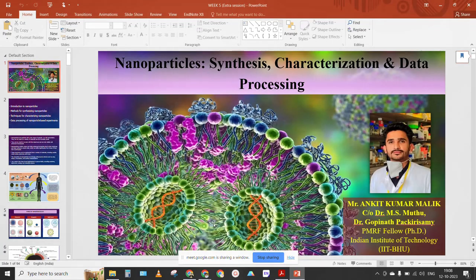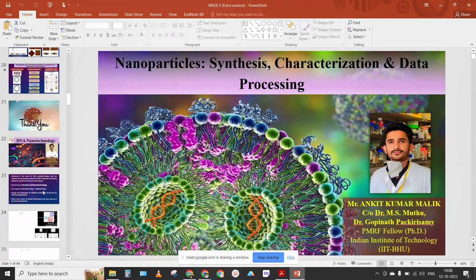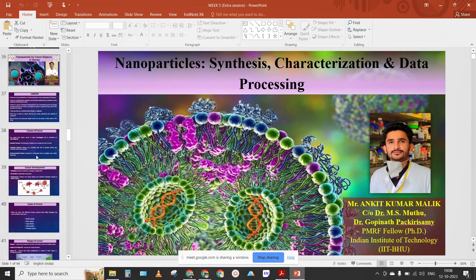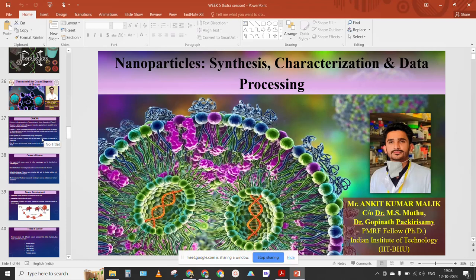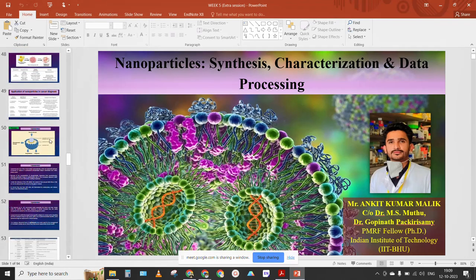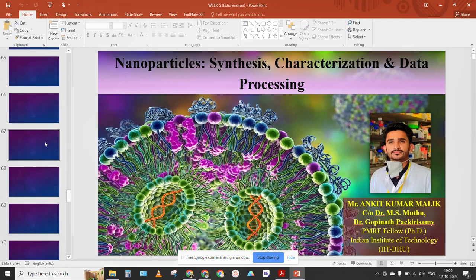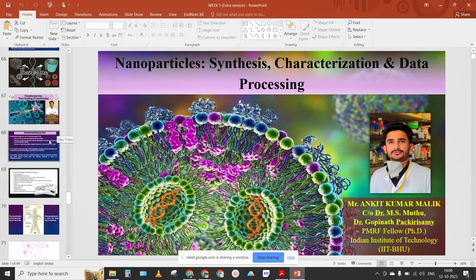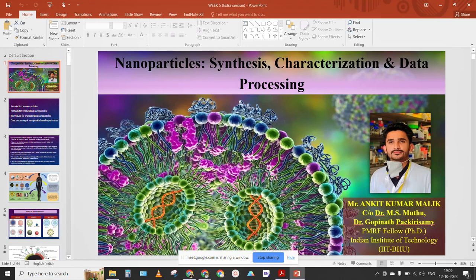So in the last previous session, we have covered the topics nanoparticles, synthesis, characterization, and data processing, and the next topic was DNA nanotechnology, and the third topic was nanomaterials for cancer diagnosis and therapy. The last session which we have covered is nanopharmacology, drug targeting, and nanotoxicology. We'll start with the first one, nanoparticles, synthesis, characterization, and data processing.